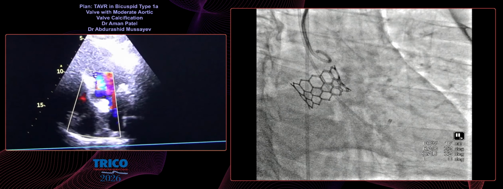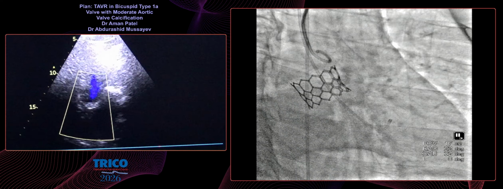Radial spasm. Yes. Yes, you could show the pressure for them.